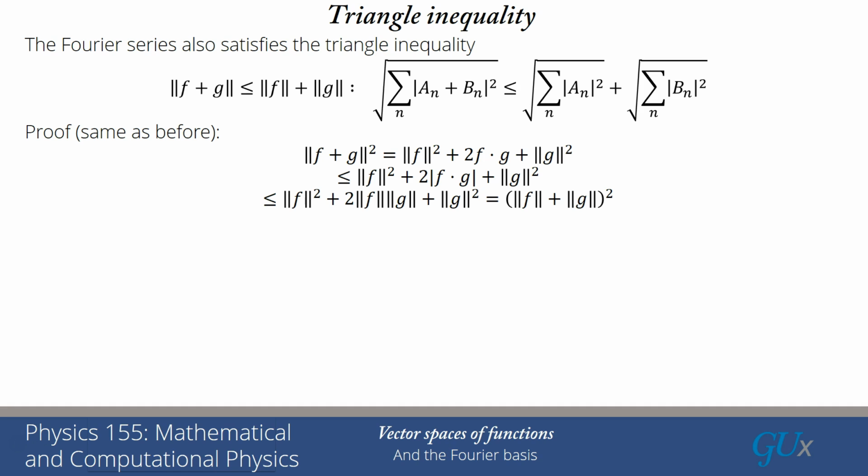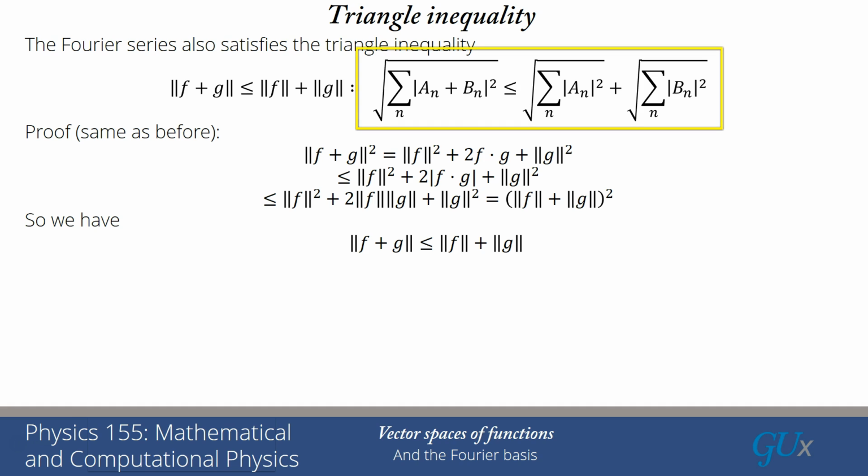So now I have the norm of f squared plus 2 times the norm of f times the norm of g plus the norm of g squared. Well, that's just the quantity norm of f plus norm of g, quantity squared. Now if I take a square root of both sides, I get the triangle inequality. And so we use exactly the same technique as we used before to prove the triangle inequality. And when we express it in terms of the Fourier coefficients, it has this really complicated form, which is shown for you in the top right-hand side.